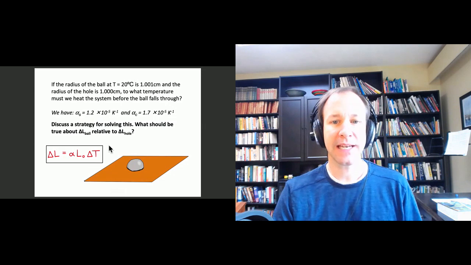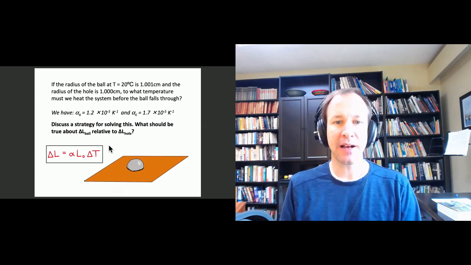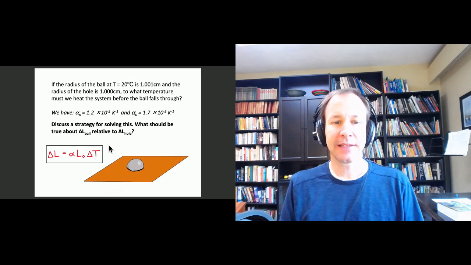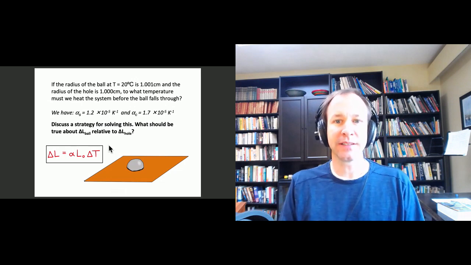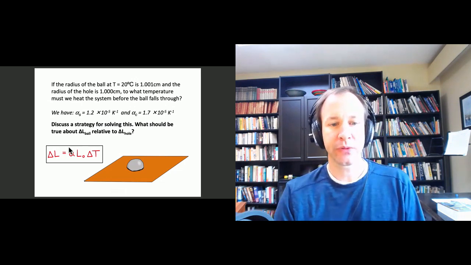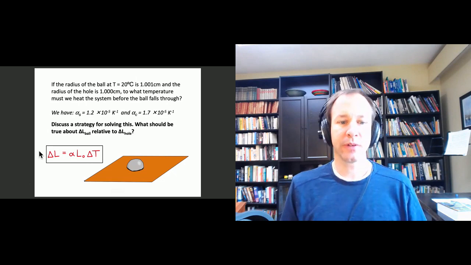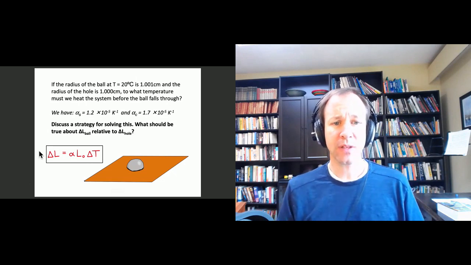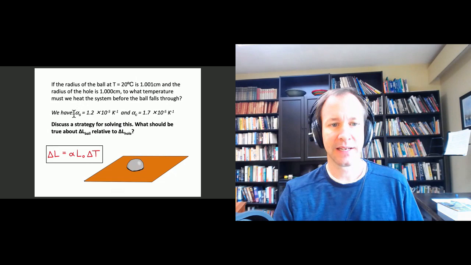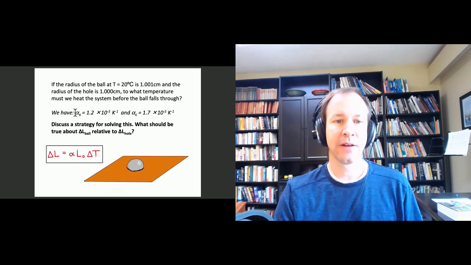Okay, so I want you to take a few minutes, definitely pause the video here, and think about a strategy for solving this question. The only formulas that you're going to need will be the one that we've talked about with thermal expansion, but we have to take into account the fact that the coefficient of thermal expansion, alpha, is different for steel as compared with copper.